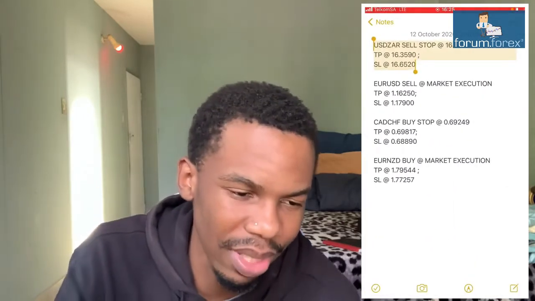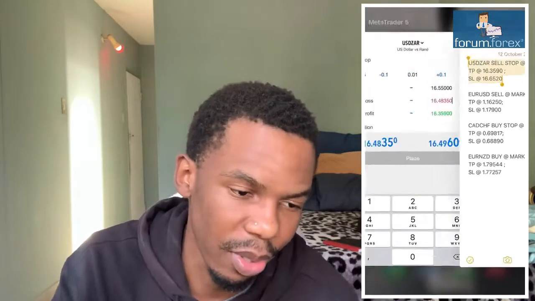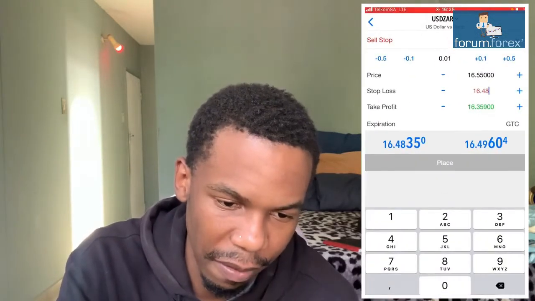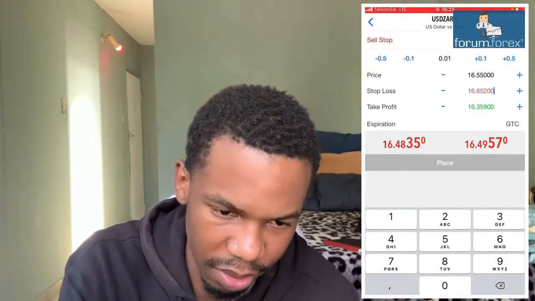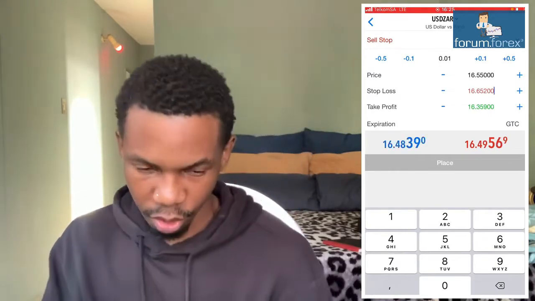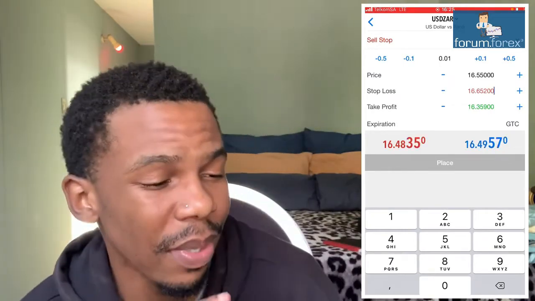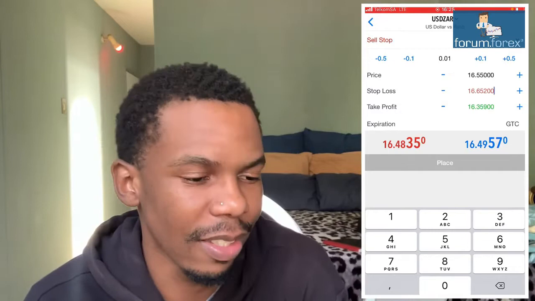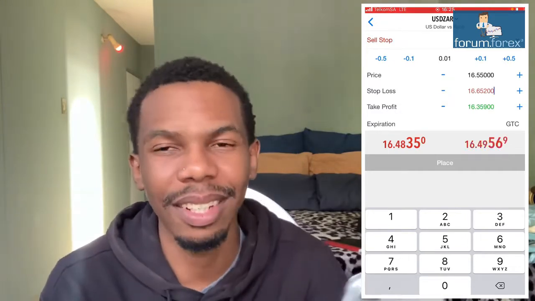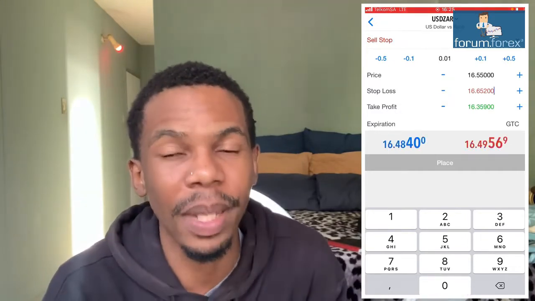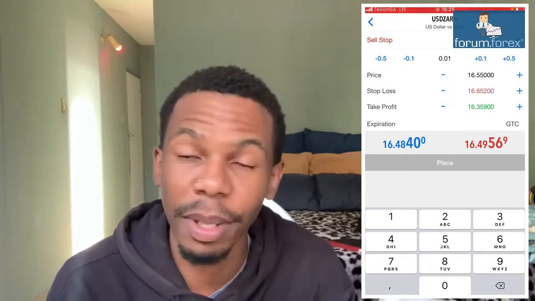Then you go to your SL. It says the SL is 16.6520. You understand? And then you place. You see where it says place, you press place. But obviously this was an old signal, so it's not gonna allow me to open it now, but at the time it allowed everybody to.